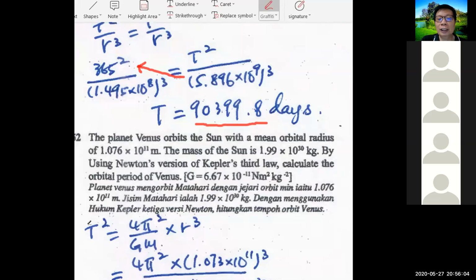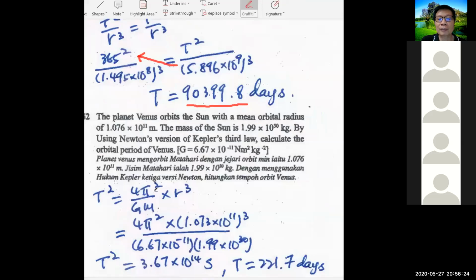Remember this formula or not? This one is also Kepler's formula, but if given the mass, you have to use this formula. T squared, also you can see T squared and R cubed here, but here it is 4 pi squared over GM, because you have to use a mass. So plug in everything there. R is this distance, 1.073 times 10 to the power 11, cubed. The gravitational constant G, this value. And this is the mass of the sun, M. So use your calculator, calculate carefully, you get this answer.